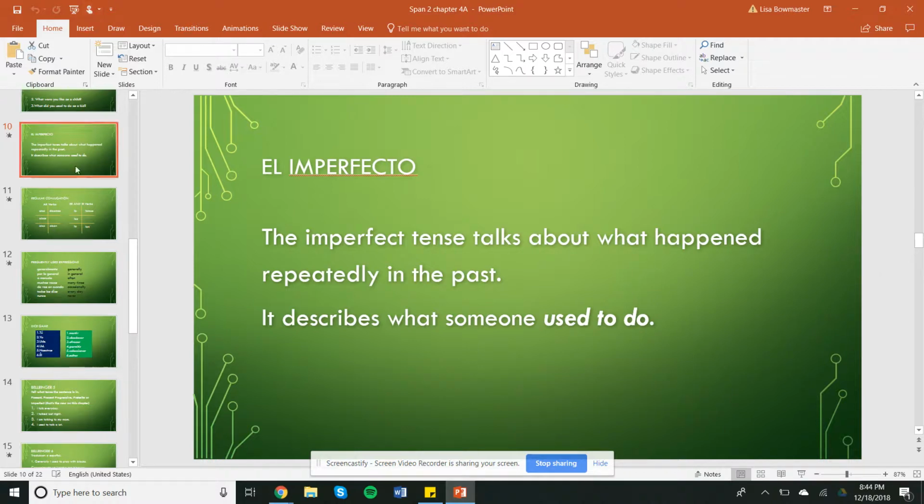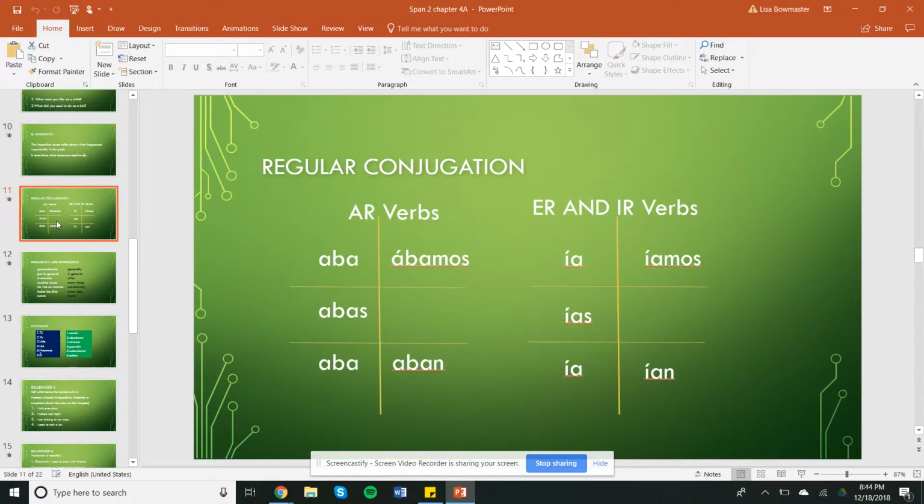So here's how you're going to form it. It works like any other verb. We drop the AR, add an ending. Drop the ER, add an ending. For AR verbs, aba, abas, aba, ábamos, aban. Notice the yo form and the él, ella, usted are the same.